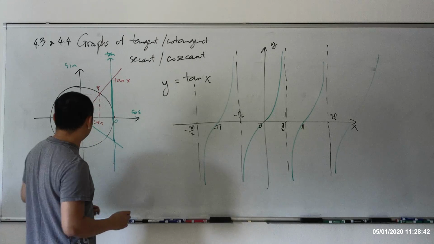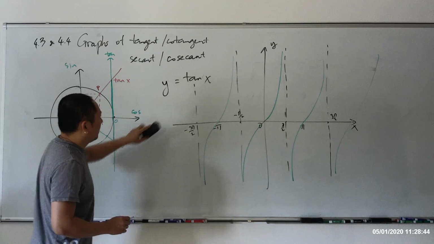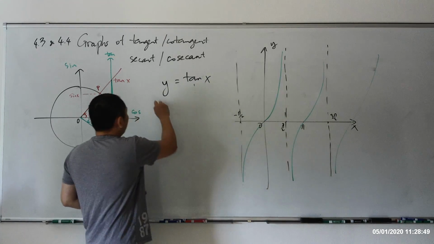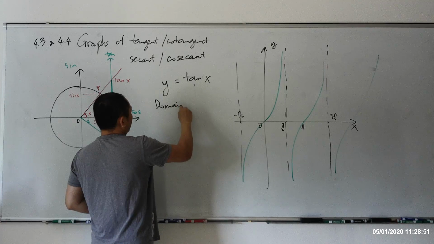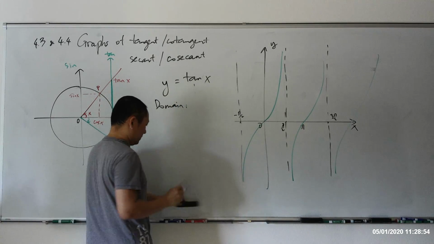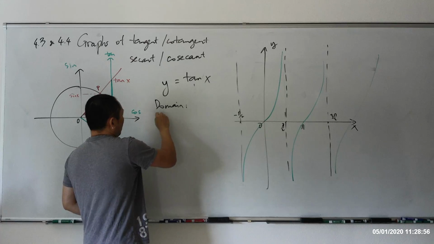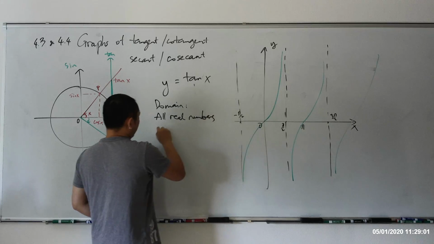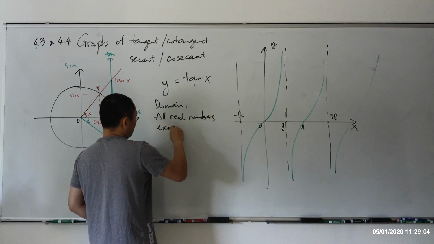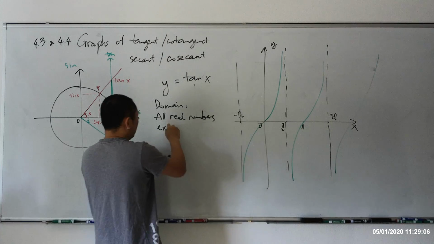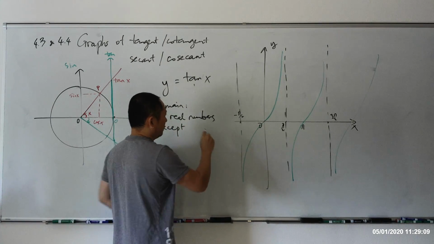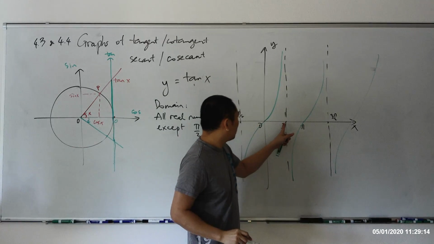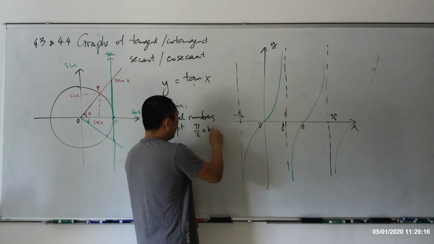So let's write. I need some room to write. Now let me just erase one period so I have some room to write. This won't change anything. Domain: all real numbers except, let me see, except what? Pi over 2 right here, plus k pi.